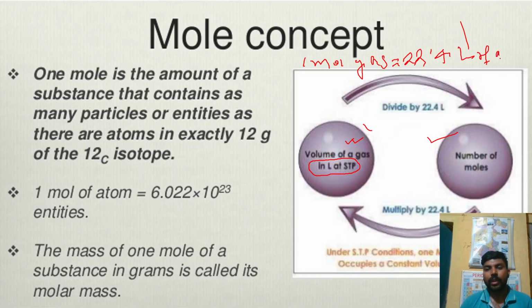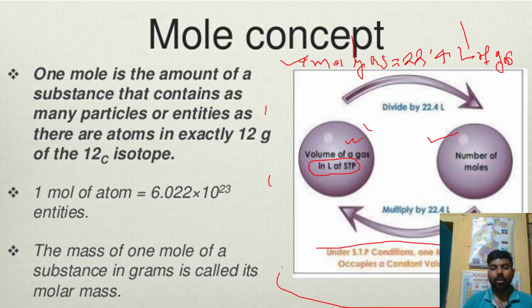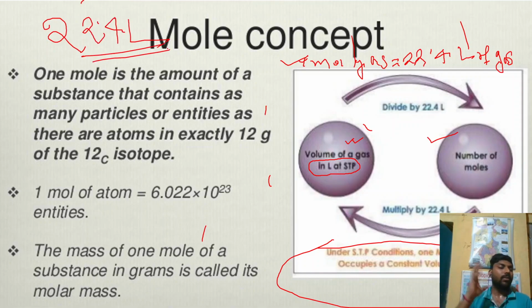It is a very important part that you have to remember: whenever I talk about 1 mole of gas, it means that it occupies 22.4 liters. Here it has been written that under STP condition, 1 mole of any gas occupies a constant volume. The volume is 22.4 liters. So the value 22.4 liter is very important, you have to remember it. I hope you understand the mole concept.